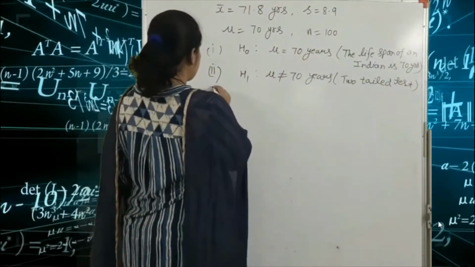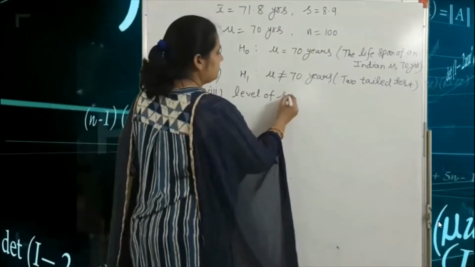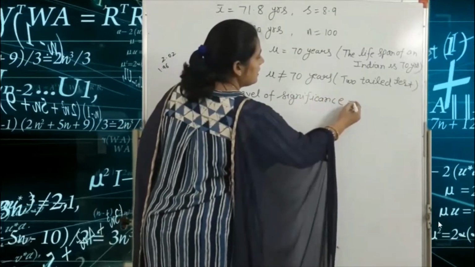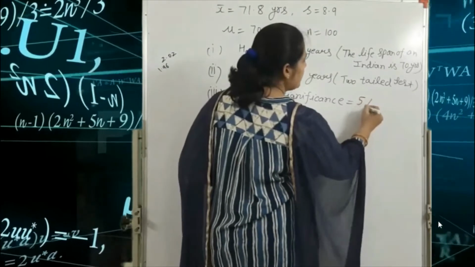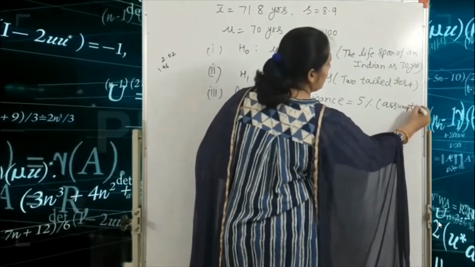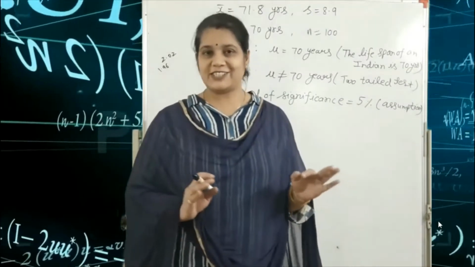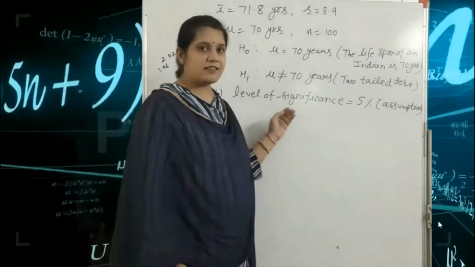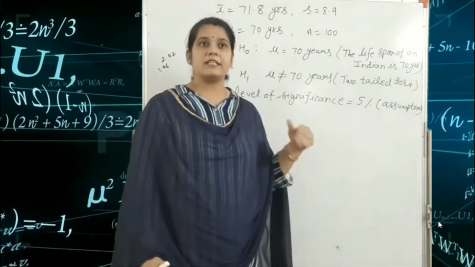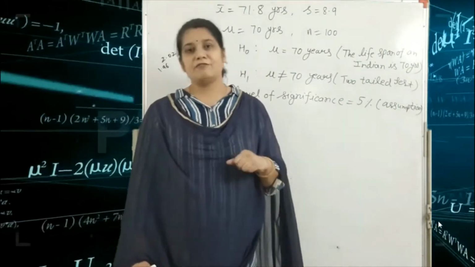Okay, so the third step is the level of significance. We write here that the level of significance is 5%, and this is our assumption. You write here the assumption because this 5% level of significance is not given in your question. Always, if you consider the 5% level of significance, you write here the assumption. If a question gives 1% or 10%, then you use that 1% or 10% level of significance.